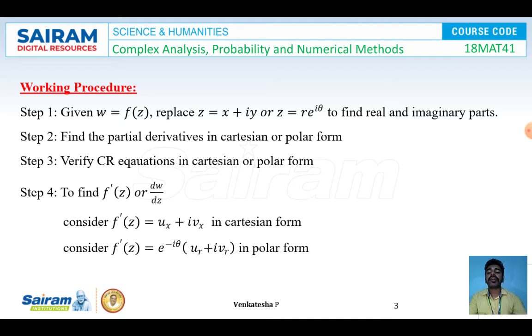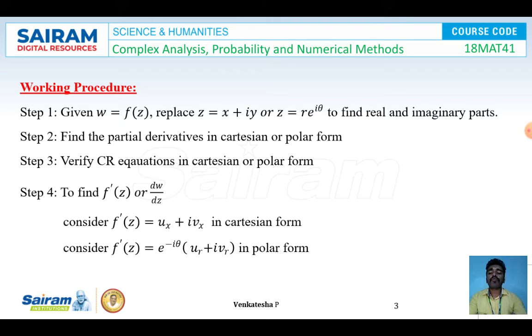Second step, we are supposed to find the partial derivatives in Cartesian form or polar form. Step number 3, we have to verify the CR equations in Cartesian form or polar form. If it is verified, we can say the function f of z is analytic. Step 4, we are supposed to find f dash of z or dw by dz.